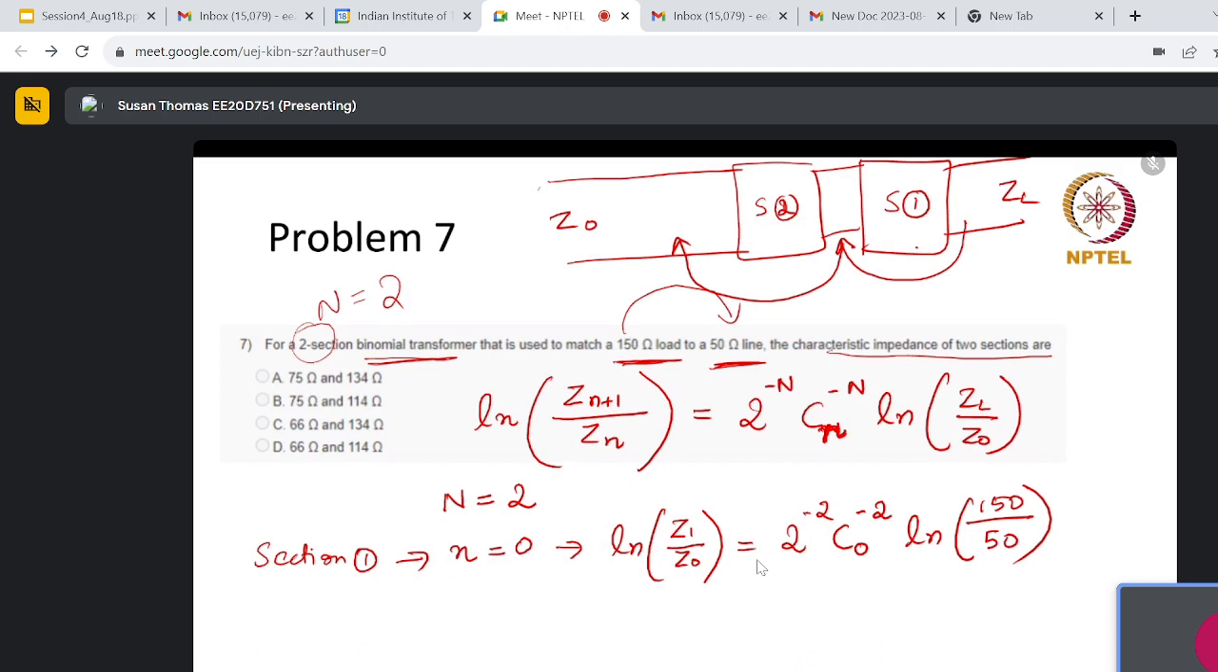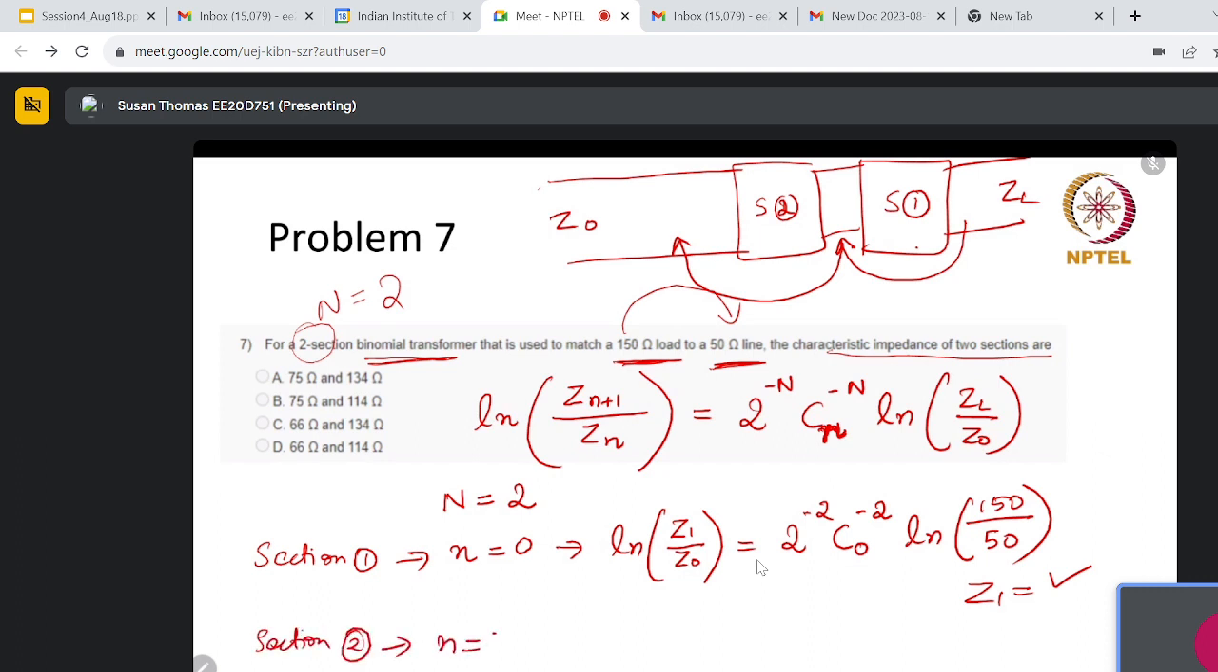So from this expression, you know the value of Z0, you can substitute here. And if you notice, there are coefficients C0, C1. So if you go through the video lectures, you will see that there is a table wherein you will have the values of C0, C1, etc. So from that table, you can pick up the value of C0, C1 and then take the raised to minus 2. That's all. Okay. Then you will be able to solve for Z1.